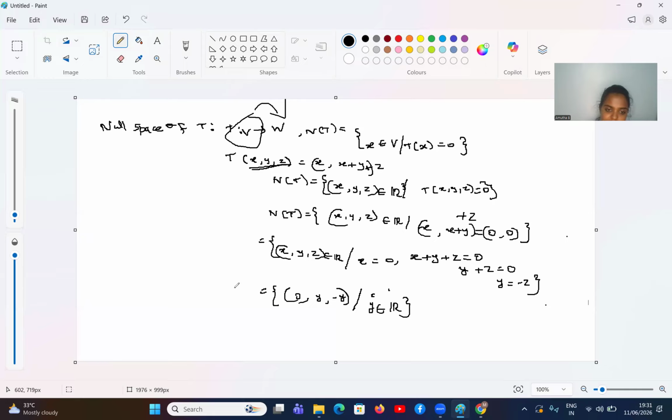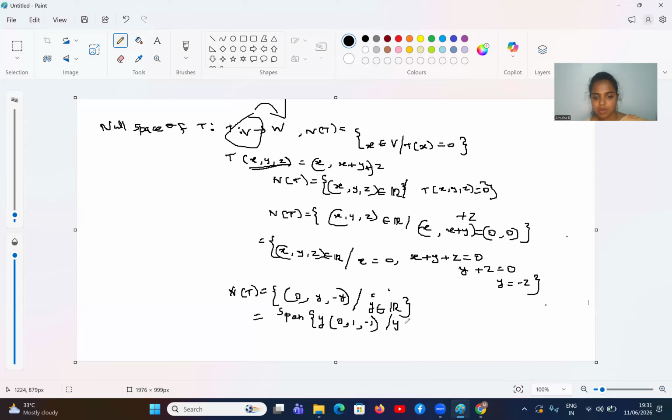So this is your null space, denoted as N of T. Now, what is the basis of this? As we found already, we write it as the span of, taking y outside, the y term only: (0, 1, minus 1). The second tuple has 1y and the third tuple has minus y, so minus 1.